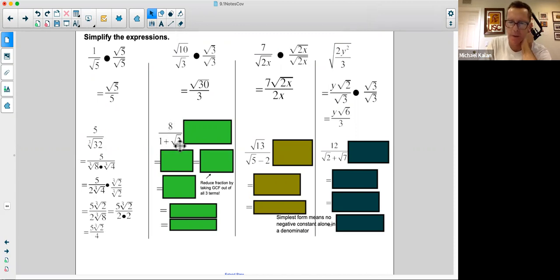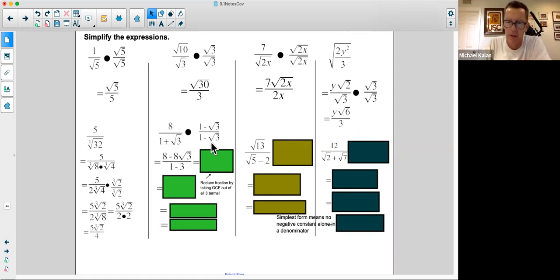Root 3, no. Okay, so what are we going to multiply top and bottom by? The conjugate of 1 plus root 3, which is 1 minus root 3. Again, got to be the top and bottom. Distribute up top. So I get 8 times 1 is 8, and 8 times negative root 3 is negative 8 root 3.